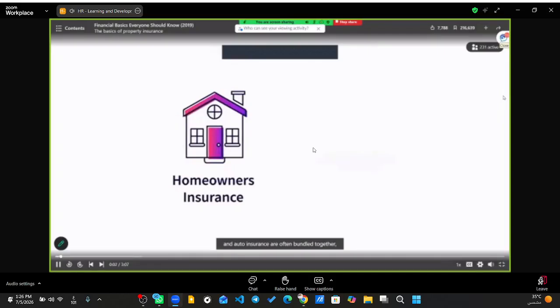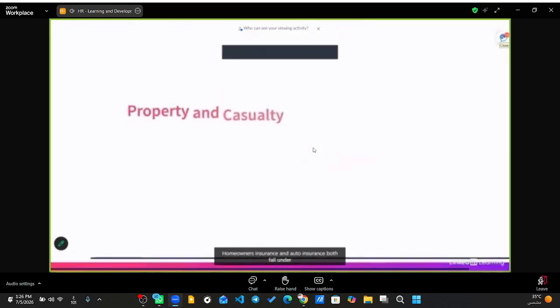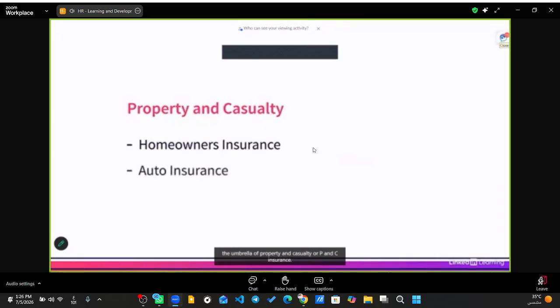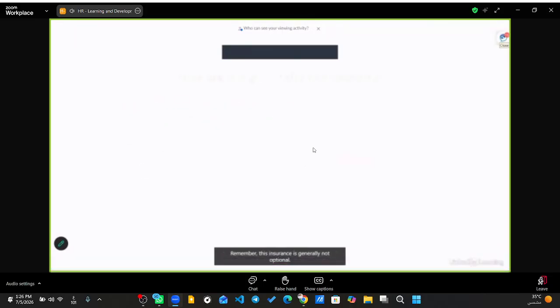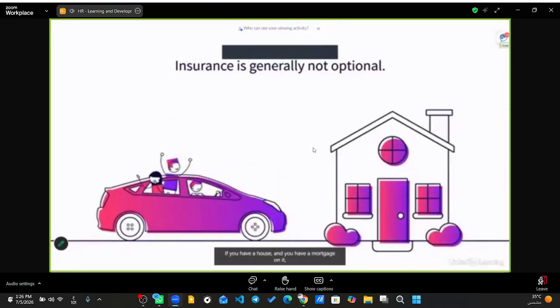Homeowners insurance and auto insurance are often bundled together because both help to protect you from losses related to two of your most valuable possessions, your home and your car. Homeowners insurance and auto insurance both fall under the umbrella of property and casualty, or P&C insurance. Remember, this insurance is generally not optional. If you have a car, you must have car insurance by law. If you have a house and you have a mortgage on it, the bank will generally require that you carry homeowners insurance. So P&C is more a question of which policy than whether or not you want to carry one.